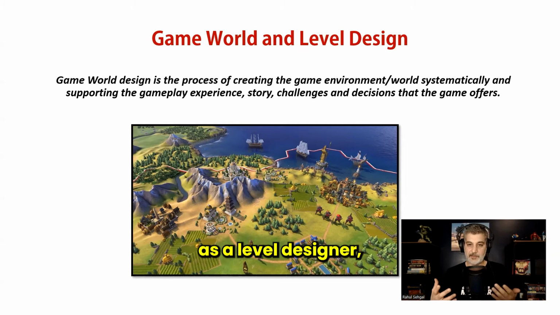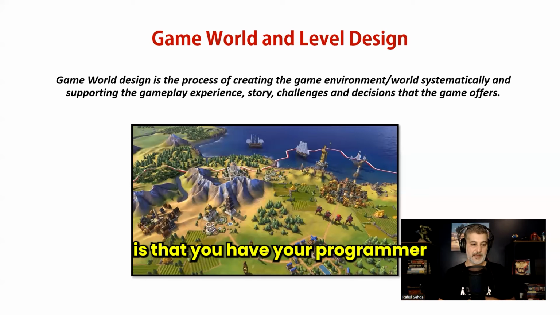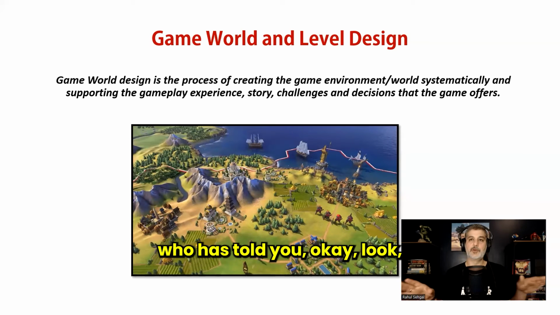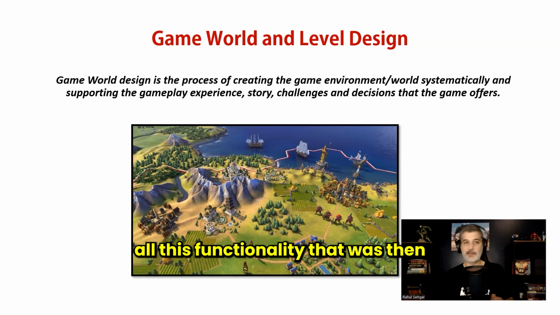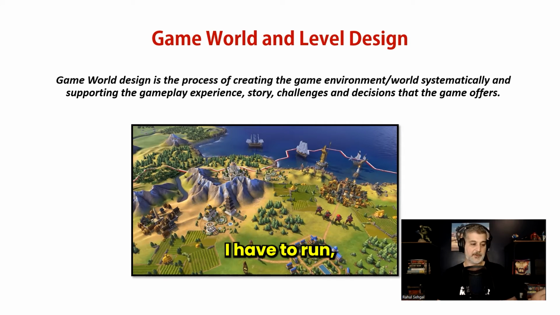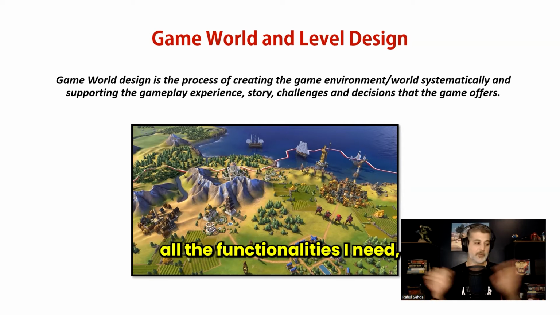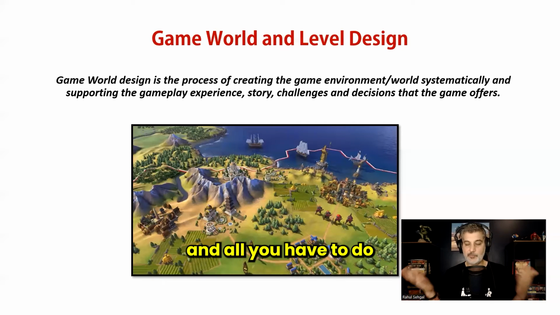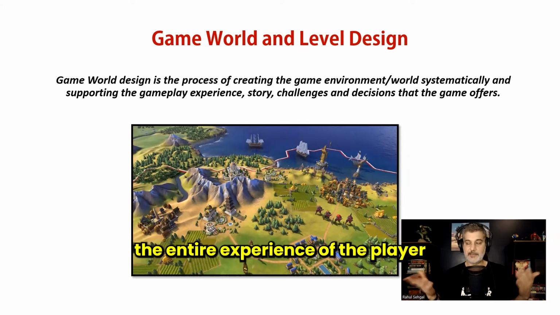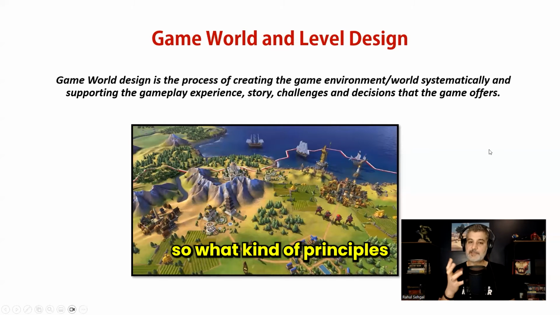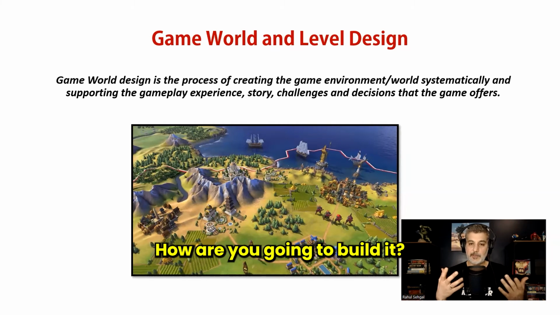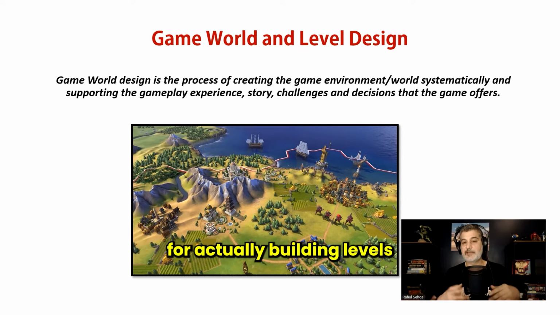As a level designer, what happens is that you have your programmer who has told you, okay, look, what I have done is that I've created all this functionality that was there in the game design document. I have the run, I have the jump, I have the pickup, I have the enemies, I have the spawn point, everything is ready. All the functionality is ready. And now all you have to do is create the game world. You have to create the entire experience of the player playing the game. So what kind of principles are you going to follow? How are you going to build it? What is going to be your strategy for actually building the levels and the world of the game?